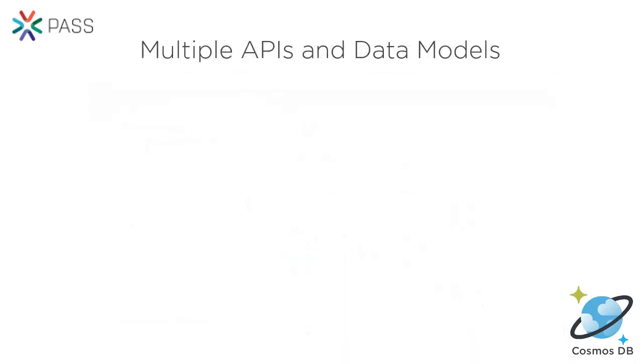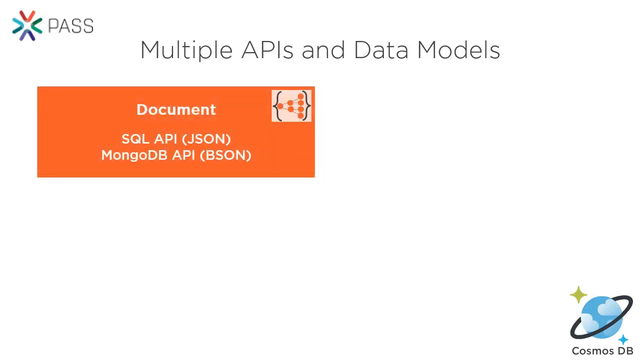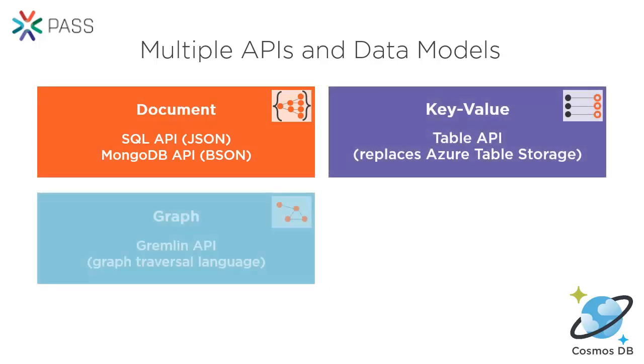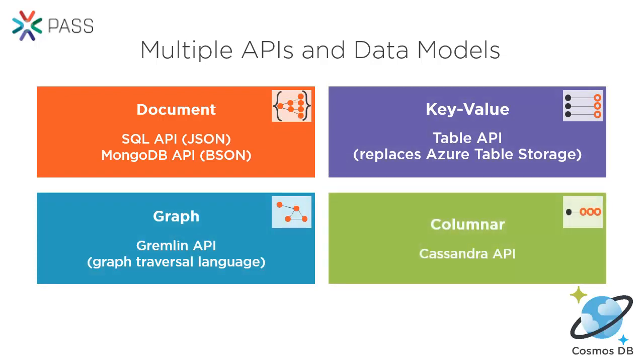Cosmos DB has multiple APIs and supports multiple data models. You can go with a document model using the SQL and MongoDB APIs, key value using the table API, graph using the Gremlin API, or columnar with the Cassandra API. It's your choice about how you'd like to treat your data, and it really makes no difference to Cosmos DB which data model you choose. In any case, you can scale your database with horizontal partitioning, provisioned throughput, and global distribution.